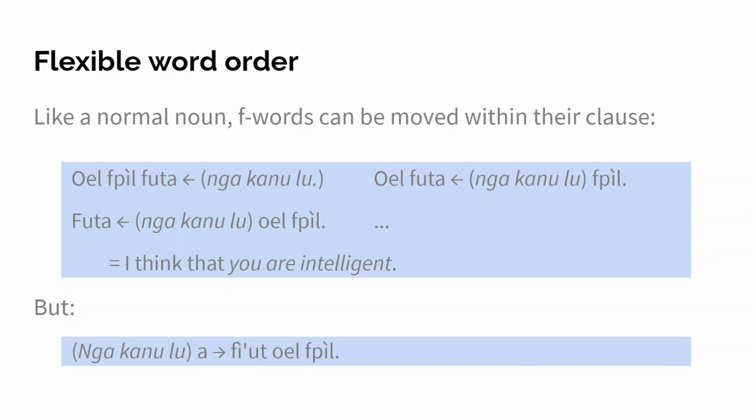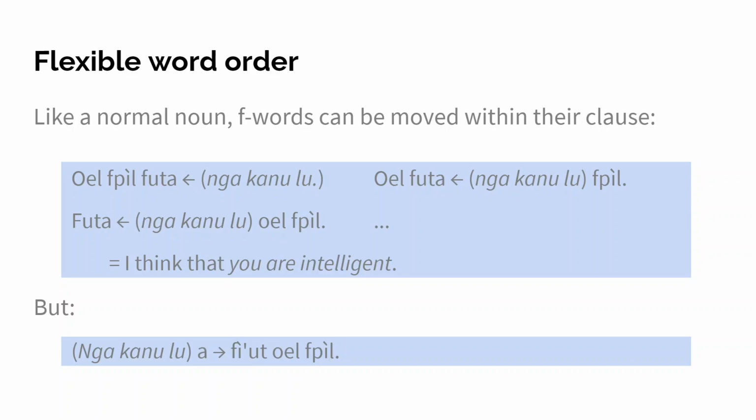What happens if we want to have the subclause in front of the F word? Because I mean, with a normal subclause with R, that's possible. We can just put the R in front of the noun, right? We don't basically have another way around with F words. Then we have to break them apart again, and we can do stuff like nga kanulu, a feut welf bill.